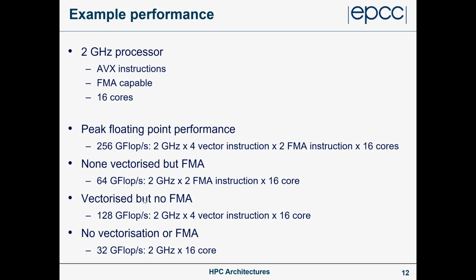If my code does vectorize but doesn't do fused multiply-adds, then I have a potential peak performance of 128 gigaflops. And if my code doesn't vectorize well and can also not use these fused multiply-adds, then at most the best performance I'm going to get out of this processor would be 32 gigaflops.